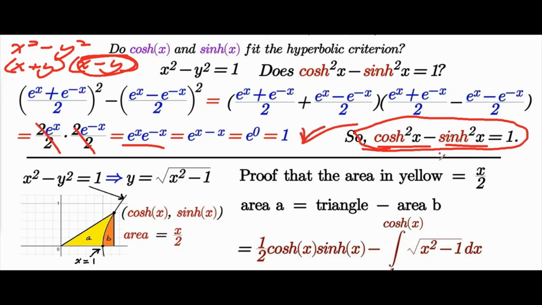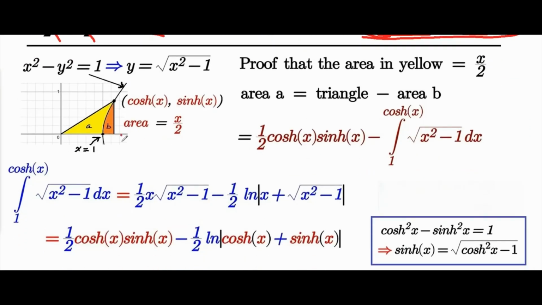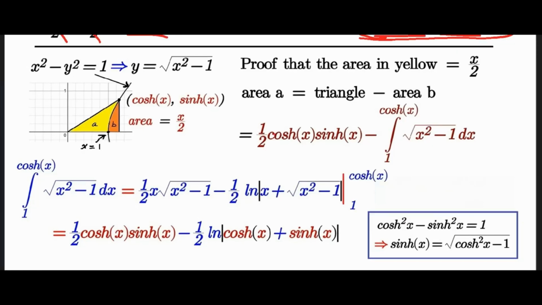Last thing we want to do is prove this area. We want to show that the area in yellow is half of x. The way we're going to do that is, first we're going to take the area of this entire right triangle, and then we're going to subtract area B. So why are we doing that? Well, it's a lot easier than trying to take an integral with A. Just do the entire right triangle and then take the integral of B, which is slightly easier. So that's going to be the strategy.